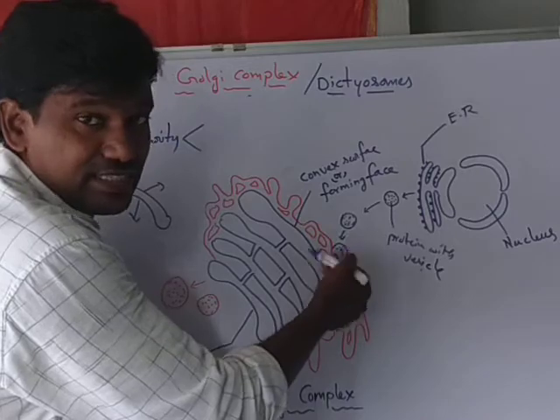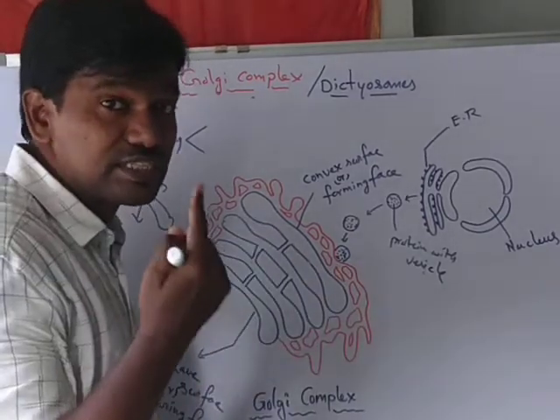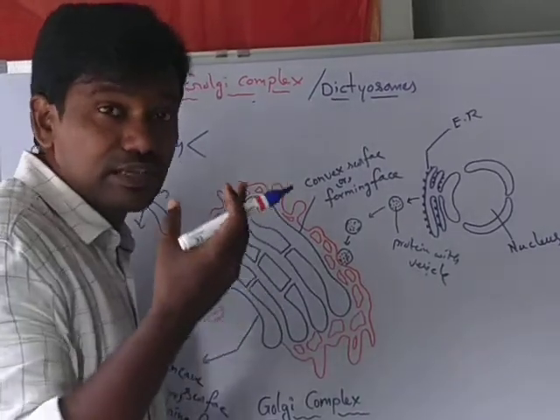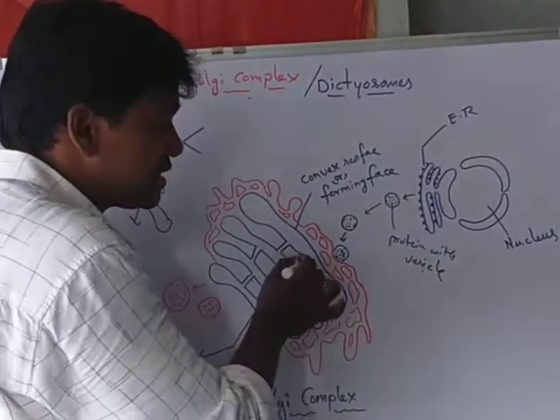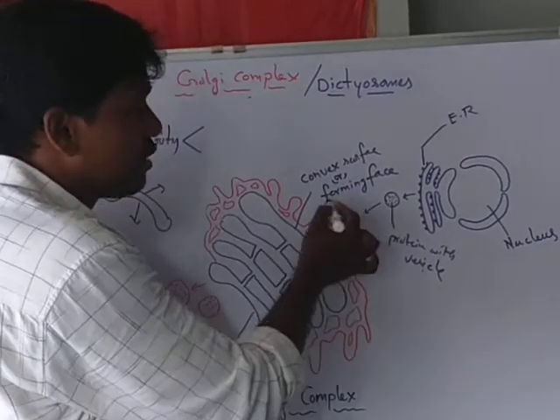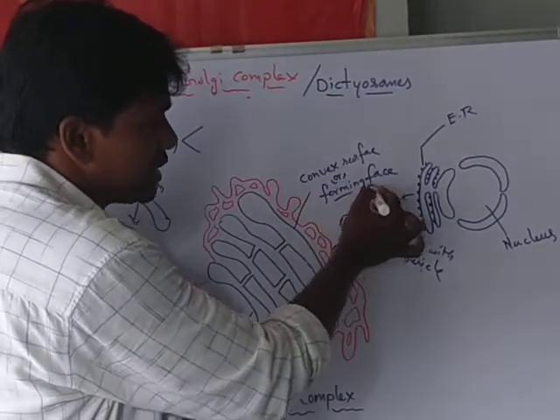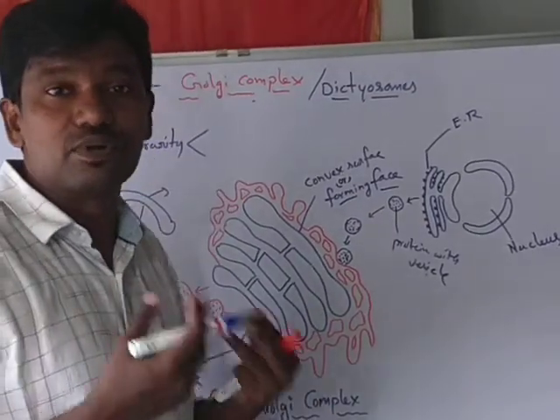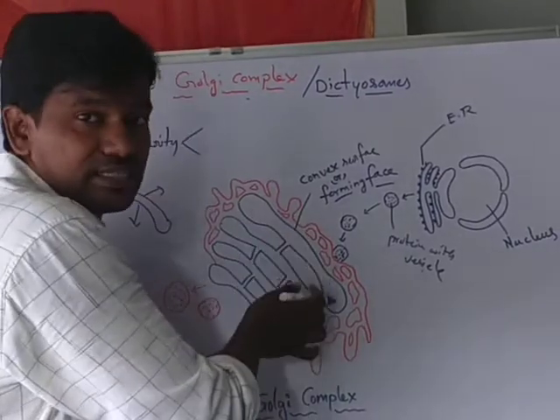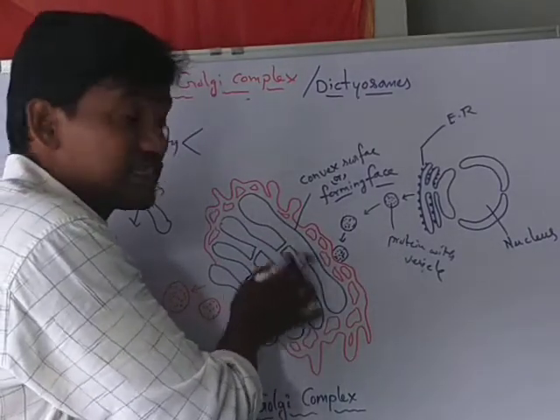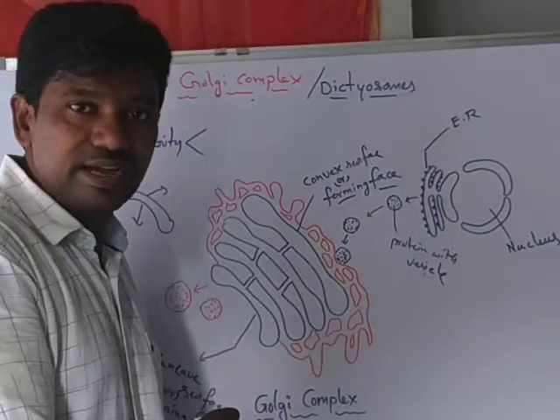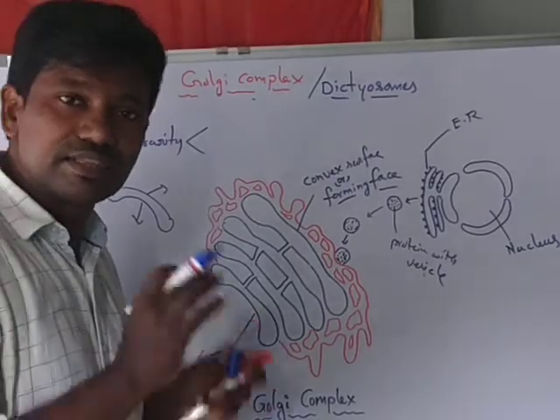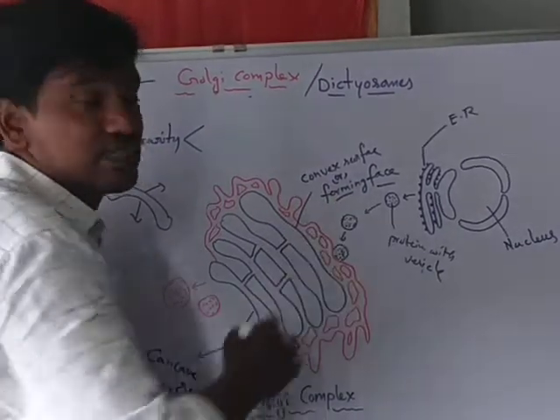So new cisternae are formed in this region, in this site. That's why this region is called the convex surface, also called the forming face. Why do we call it the forming face? Because it produces new cisternae, and the substance modifying will start in this region. So that's why the convex surface is called the forming surface.